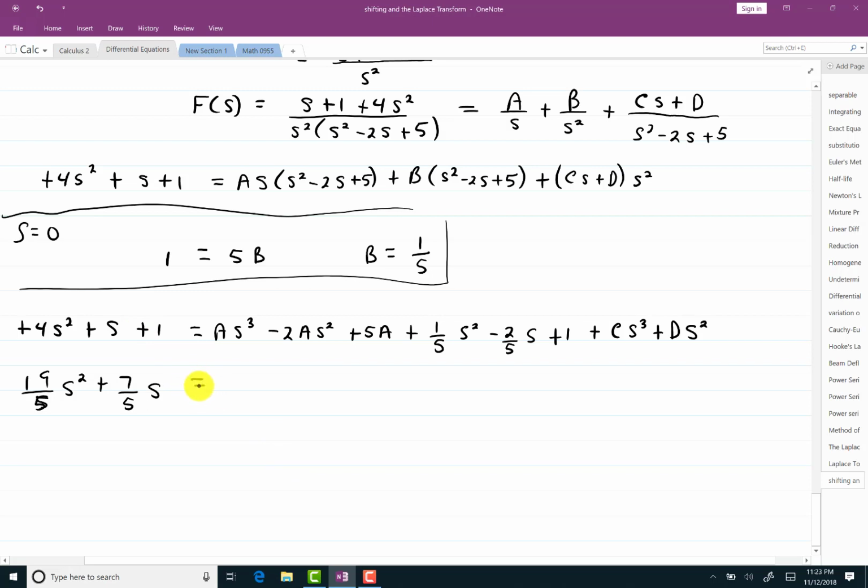Now on the right, I'm going to look for everything attached to s cubed, and that is a and c. So I'll have a plus c s cubed. Now what is attached to s squared? Now remember, I've taken this stuff away. So that's on the other side now. Now attached to the s squared, I have a negative 2a plus d. And then what else is left? Plus 5as.